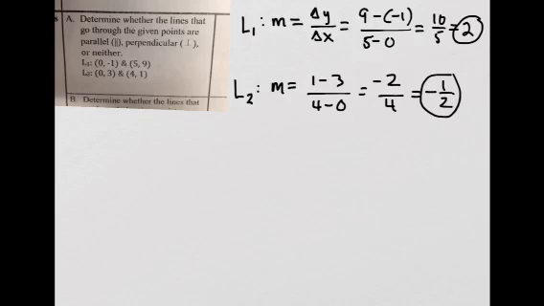Do the same thing for line 2. 1 minus 3 divided by 4 minus 0. That gives me negative 2 over 4, which is negative 1/2. So I compare the two slopes, and they are opposite and reciprocal. Because they are opposite and reciprocal both, then I know that line 1 is perpendicular to line 2.